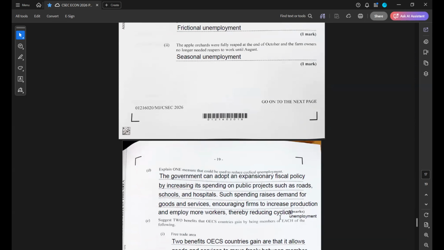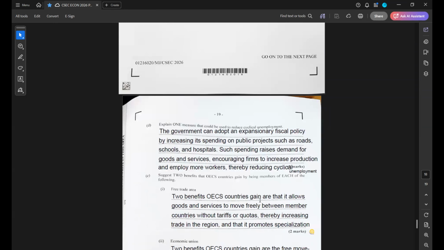Explain one measure that could be used to reduce cyclical unemployment. The government can adopt an expansionary fiscal policy by increasing its spending on public projects such as roads, schools, and hospitals. Such spending raises demand for goods and services, encouraging firms to increase production and employ more workers, thereby reducing cyclical unemployment.